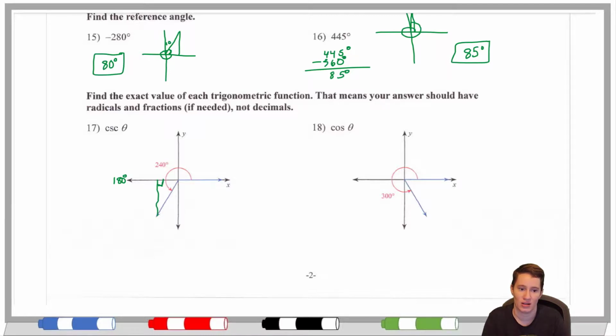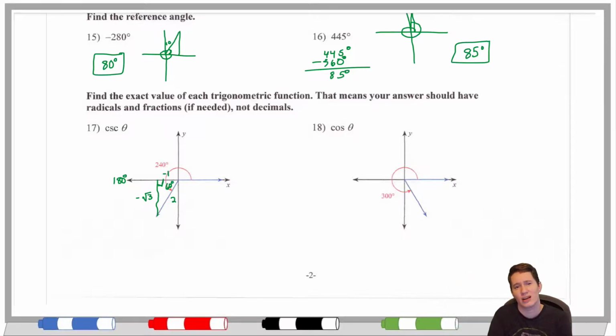We've got, this is 180 degrees, so 240 is 60 past that. And so we basically need to know what a 30, 60, 90 triangle is, what the sides are. This would be square root of 3, this would be 1, this would be 2. And both of these are negative because left is negative and down is negative.